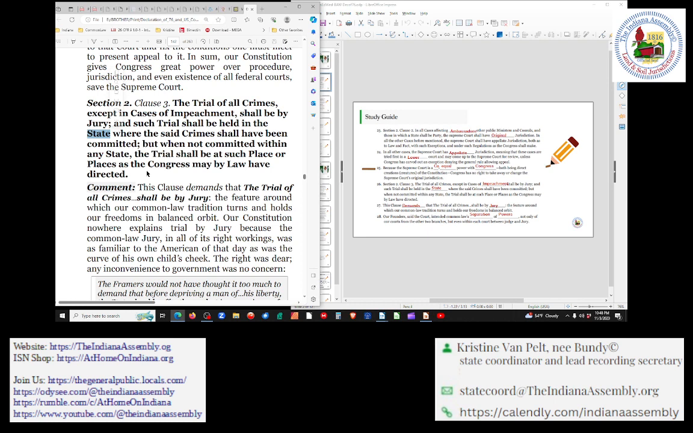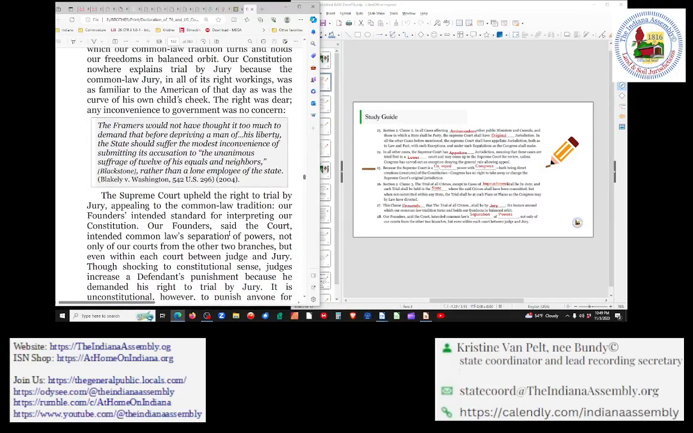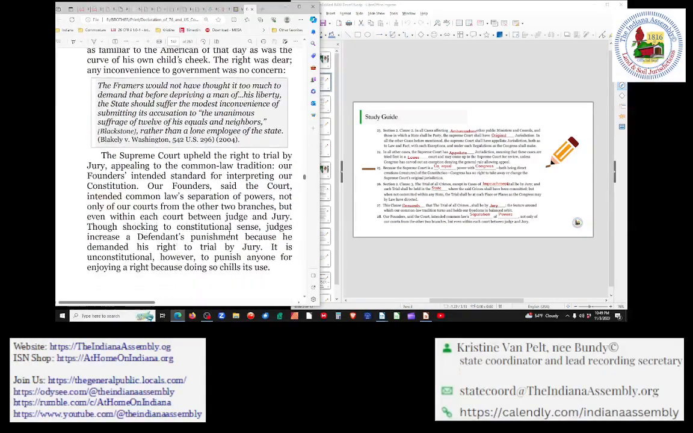Number 27. This clause demands that the trial of all crimes shall be by jury, the feature around which our common law tradition turns and holds our freedoms in balanced orbit. Number 28. Our founders said the court intended common law's separation of powers, not only of our courts from the other two branches, but even within each court between judge and jury.